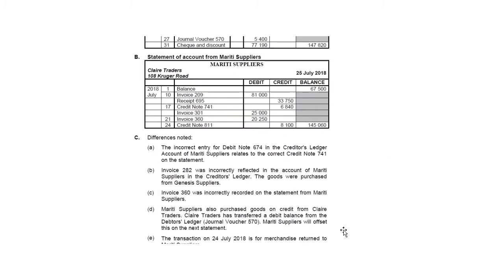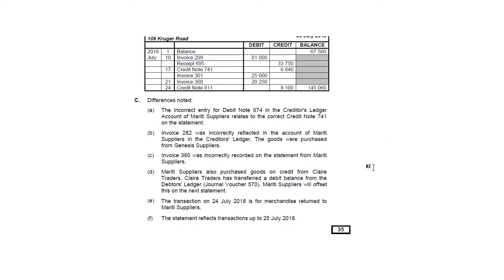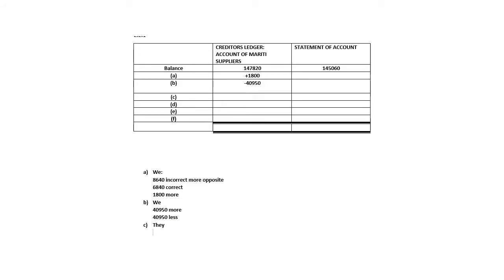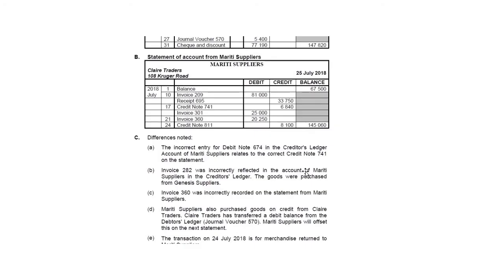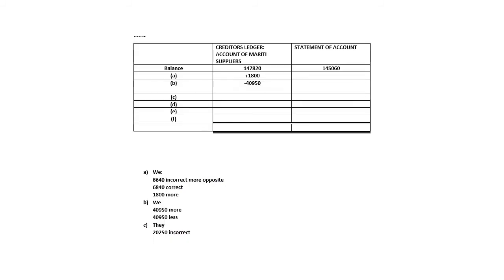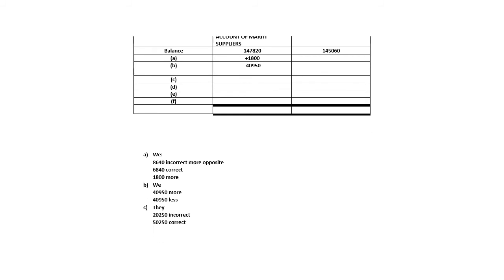What did they put in there? 360 was incorrectly recorded on the statement, so they've got it in as 20,250. 20,250, that is the incorrect amount. It should be, let's see what we've got because we were correct, 50,250. So 50,250 is the correct amount. So the difference between it is 30,000.